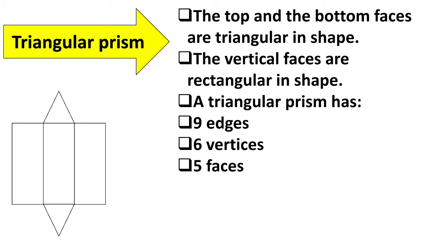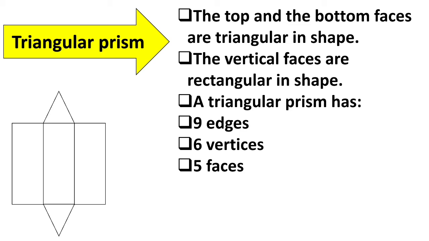And edges means lines. If we count edges 1, 2, 3, 4, 5, 6, 7, 8, 9. Total 9 edges are there. The vertices means corners. 3 vertices are up and 3 vertices are down. Total we have 6 vertices.